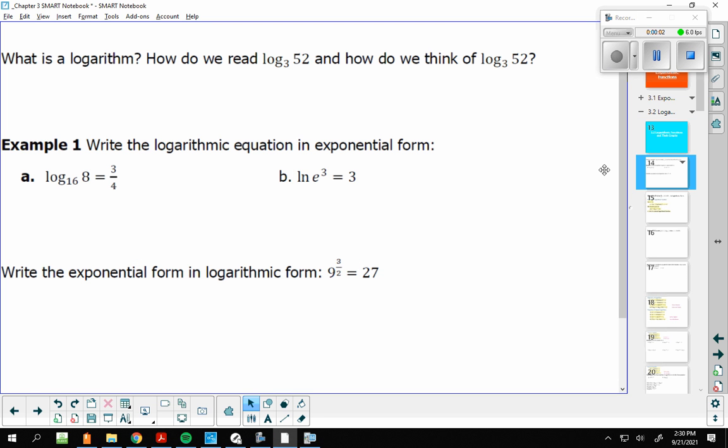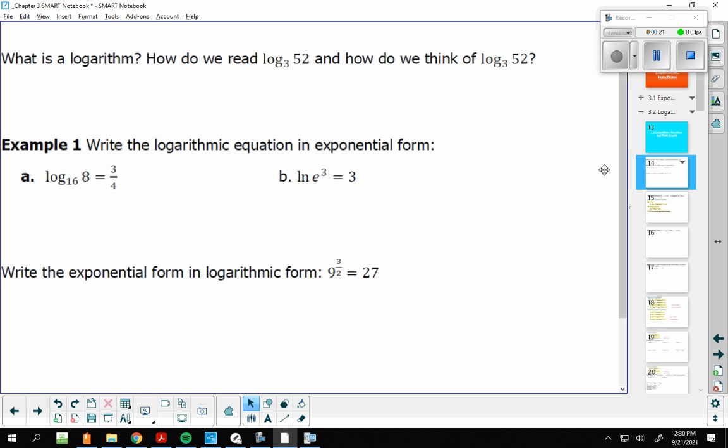Okay, what is a logarithm? I don't know. Anyone remember? What is a logarithm? A lot. It's the opposite of natural law. Opposite of natural. It's the swirl.